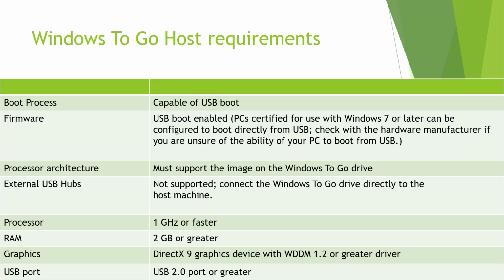First of all, the host has to be able to boot off of a USB. The firmware must also allow for USB boot. The processor must support the image on the Windows to Go. Realistically, any modern day computer should be fine. There has to be enough processor and memory space, so you have to meet the Windows 10 minimum requirements.